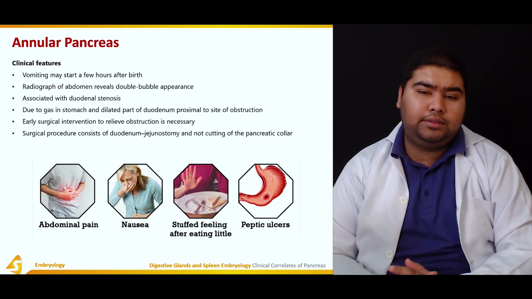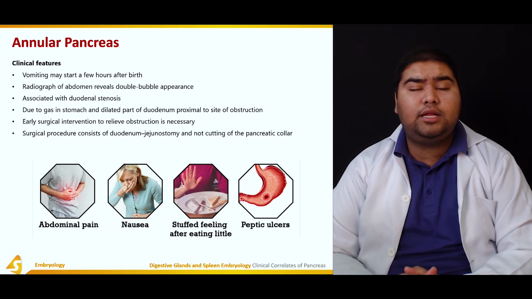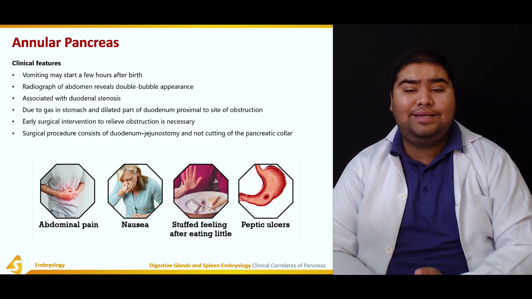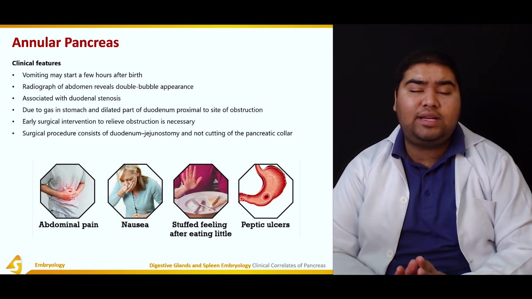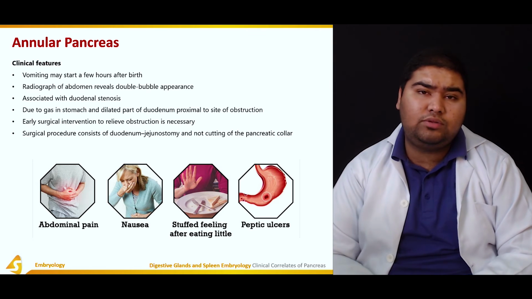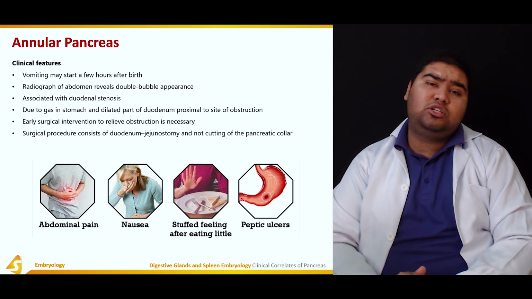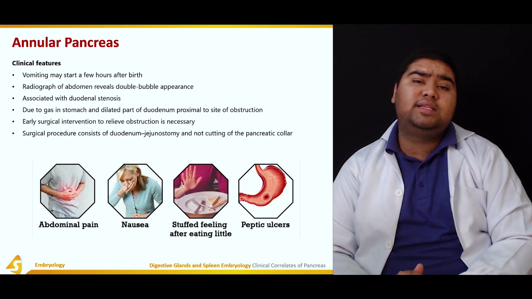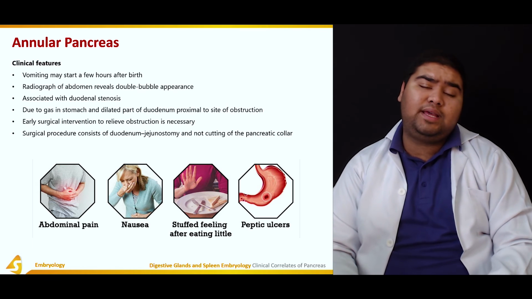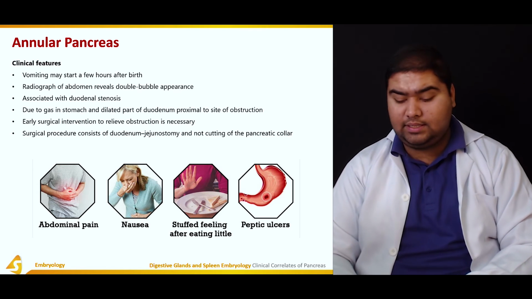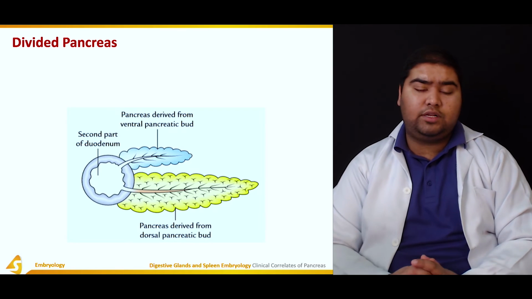And finally, the surgical procedure consists of duodenojejunostomy. So we make a connection between the duodenum and the jejunum, and you cannot actually cut this annular tissue that surrounds the duodenum, because the pancreas also has an exocrine function and you may not know exactly. You may cut the pancreatic ductal system and it cannot be repaired once cut, or it is very difficult to repair.